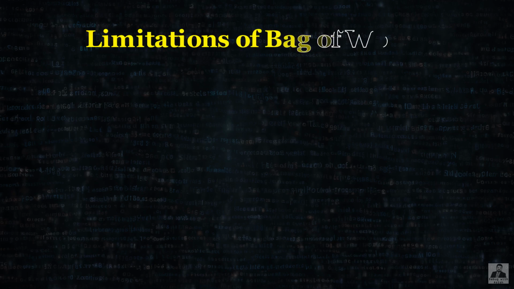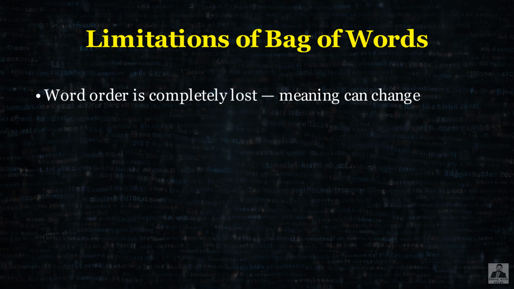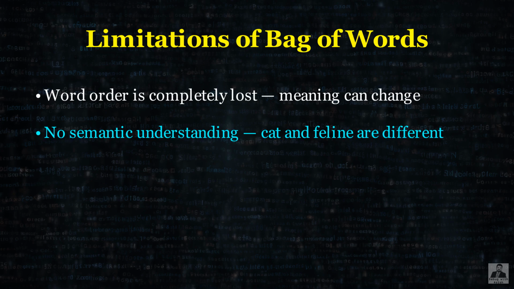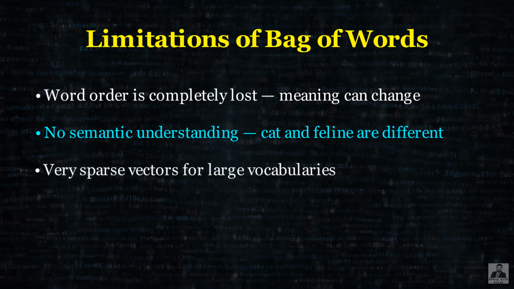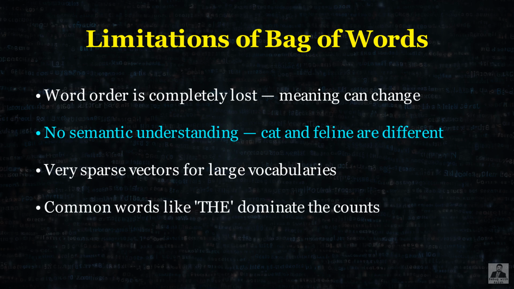Bag of words has significant limitations. Word order is completely ignored, so the sentences the cat chased the dog and the dog chased the cat produce identical vectors even though they mean different things. There is no semantic understanding. The words cat and feline are treated as completely unrelated, even though they mean the same thing. For large datasets, the vocabulary becomes very large, and vectors become extremely sparse, with mostly zeros. Very common words like the dominate the counts and drown out more meaningful terms.